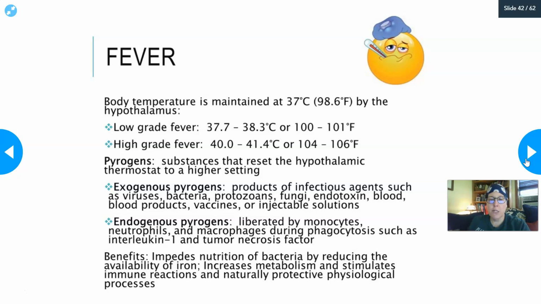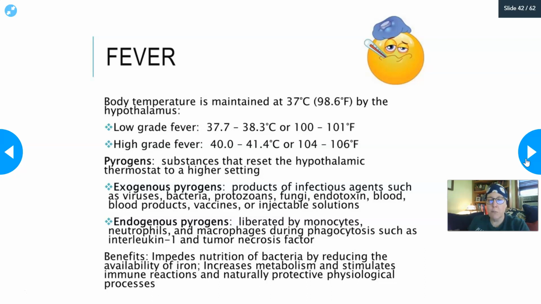Pyrogens are substances that reset the hypothalamic thermostat to a higher setting, causing you to run fever. So pyro for fire. They induce fire or induce fever or heat. Exogenous pyrogens are products of infectious agents such as viruses, bacteria, protozoans, fungi, endotoxins, blood products, vaccines, or injectable solutions. So they come from outside of the body and they're inducing fever in the body.